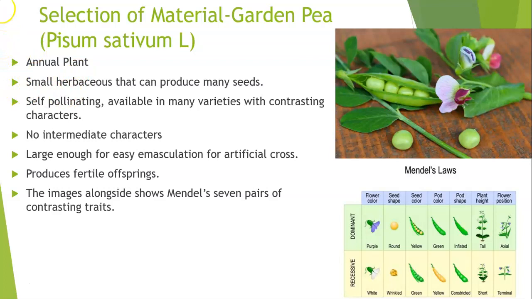It's a small herbaceous plant that produces many seeds, and so he could grow thousands of these seeds in a very small plot behind his church. It was a self-pollinating plant and was available in forms of many varieties with contrasting characters such as tall and dwarfness, yellow and green seeds, violet and white flowers. There were no intermediate characters.